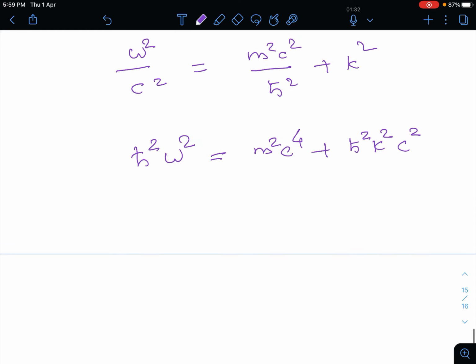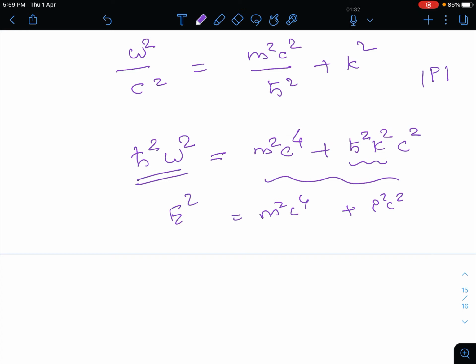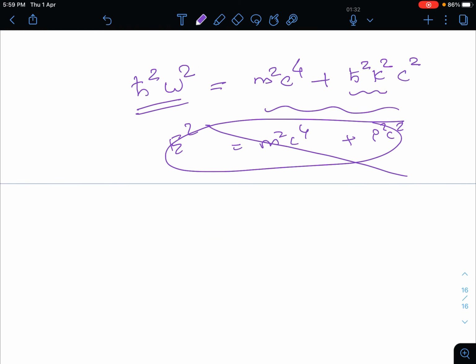Good, that's correct. Now you see this is the beautiful thing: h cross k, which we got as p last time. Now p square c square, m square c raised to 4. So this is simply p square c square plus m square c raised to 4. So this is E square. And of course we know that h cross omega is E. So now I got h cross omega is equal to, oh, that's a problem. That is where all kinds of troubles begin.